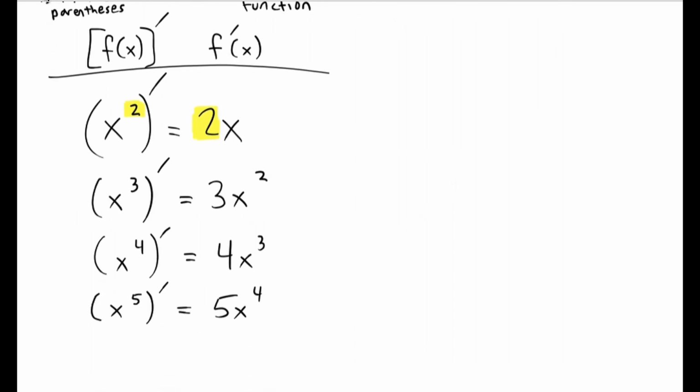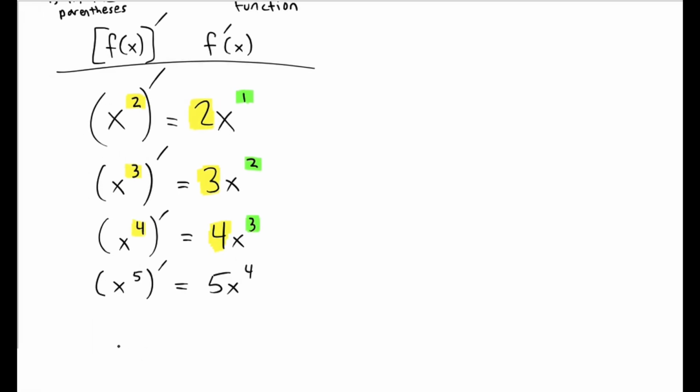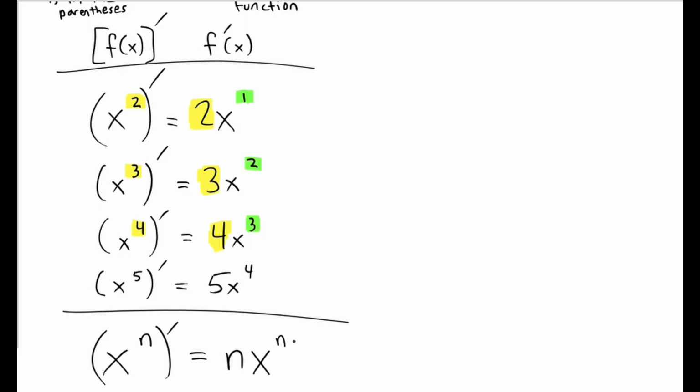So each time, the power comes out front. 4 comes down and goes in front. And then also notice the power, like what's that power if there's not one written? That's a 1. And notice how the new power is 1 less than the old power. So just through inductive reasoning, they are taking x to a power, doing the derivative of it, and coming up with a new function which is nx to the n minus 1.